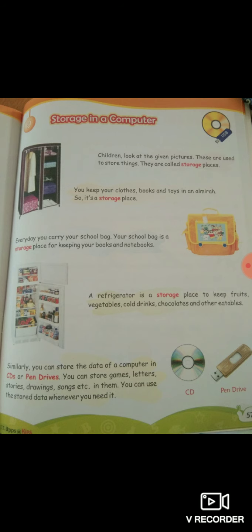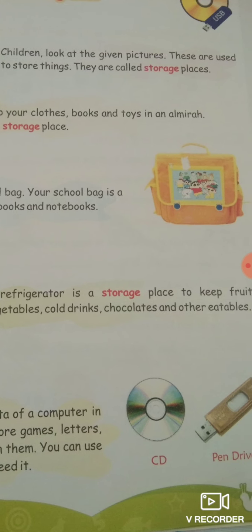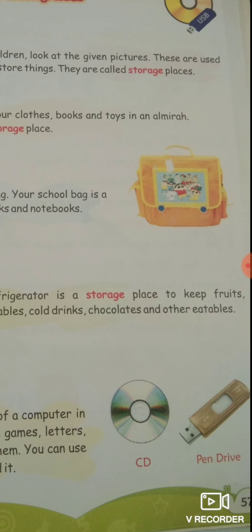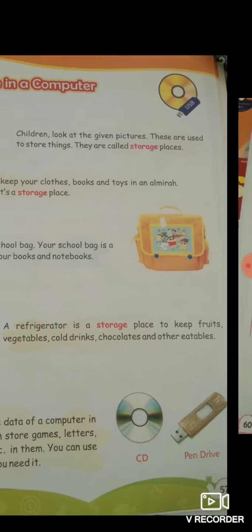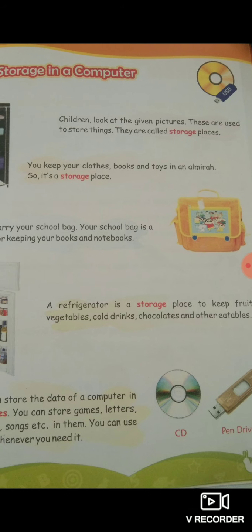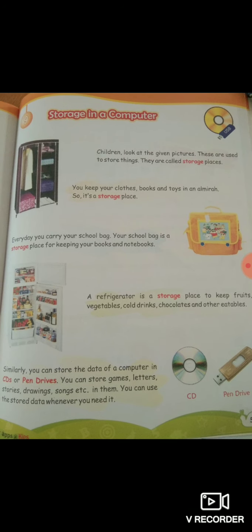So here you can see in this picture, CD and pen drive, these two are storage devices. Normally where we store things we call it a storage place, but in computers, when we store data in a storage place, it is called a storage device. So CD and pen drive are storage devices in which we can store computer data. Data can be anything: your games, any story, your drawings, songs, movies, anything it can be. Whatever you want to store in these two storage devices you can store, and you can use them anywhere you want.